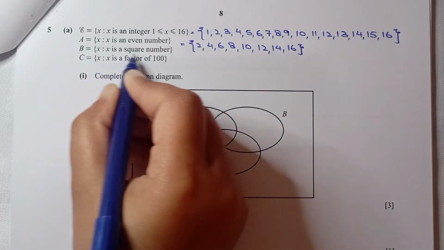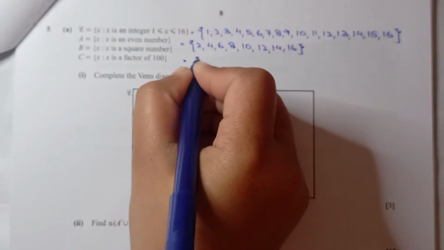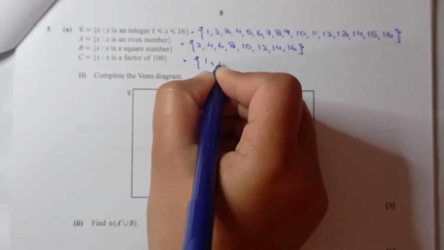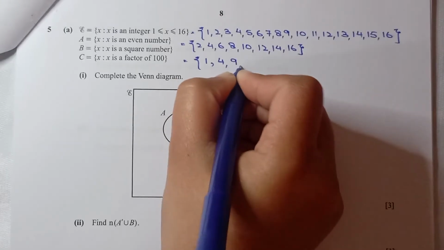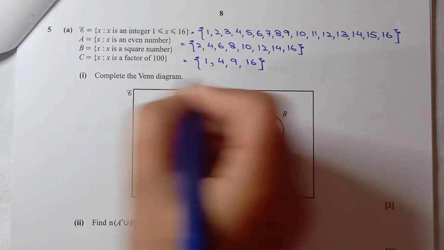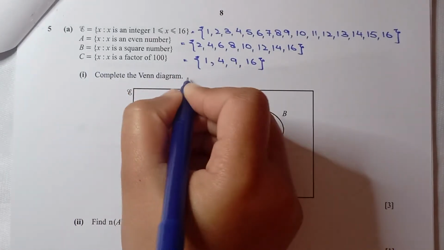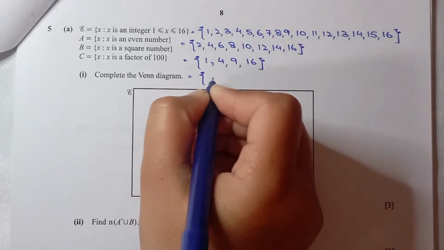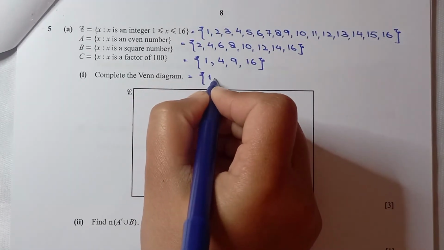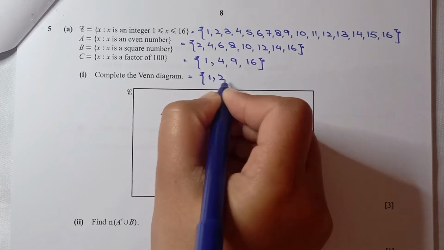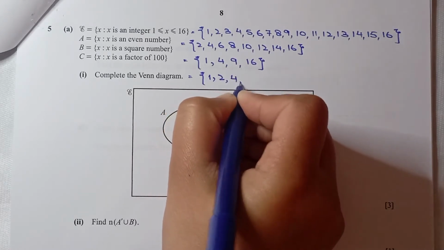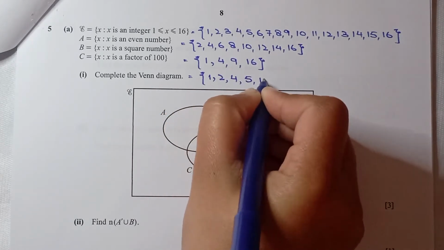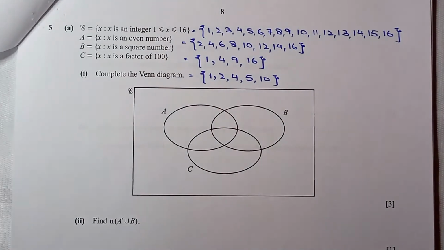In set B, x is a square number. So which numbers are square? 1 squared is 1, 2 squared is 4, 3 squared is 9, 4 squared is 16. And C, x is a factor of 100. What numbers are the factors of 100? 1 is a factor of 100, 2, we have 4, 5, and 10. So these numbers are the factors of 100, right?